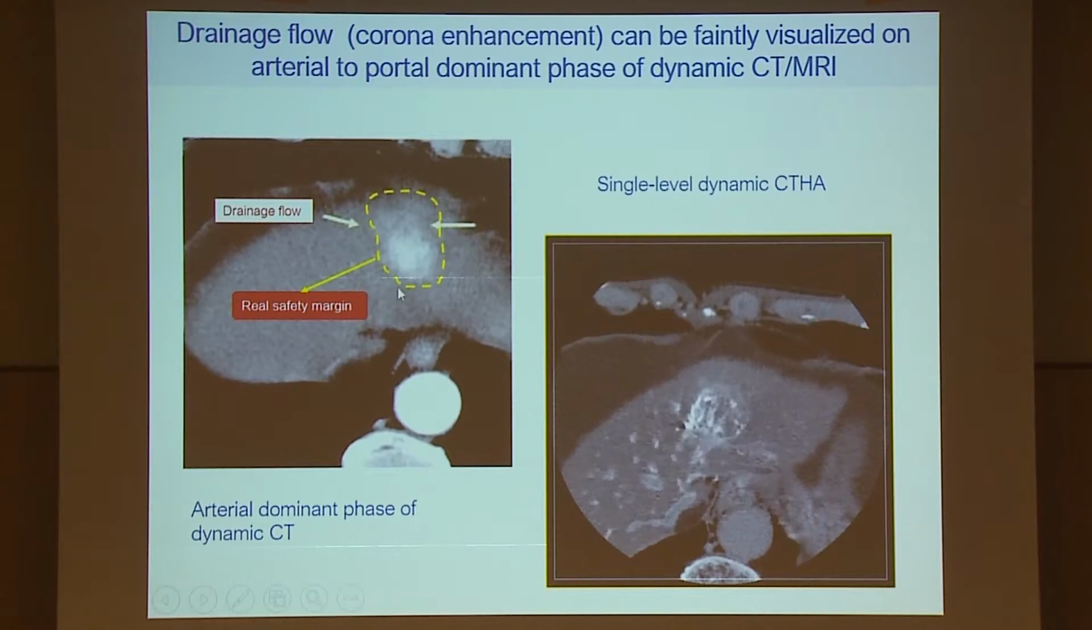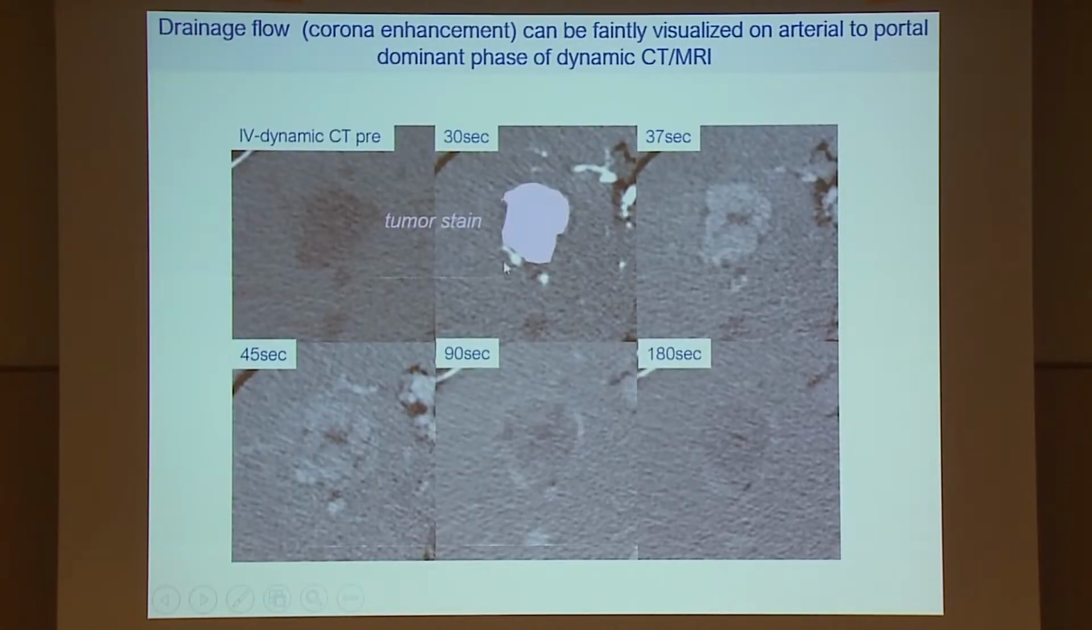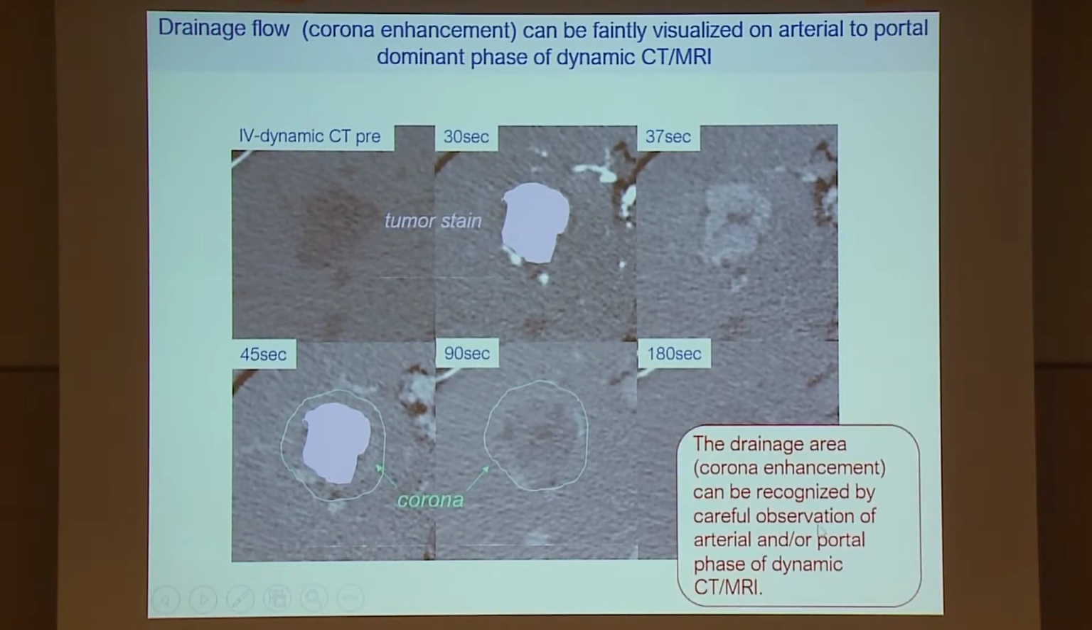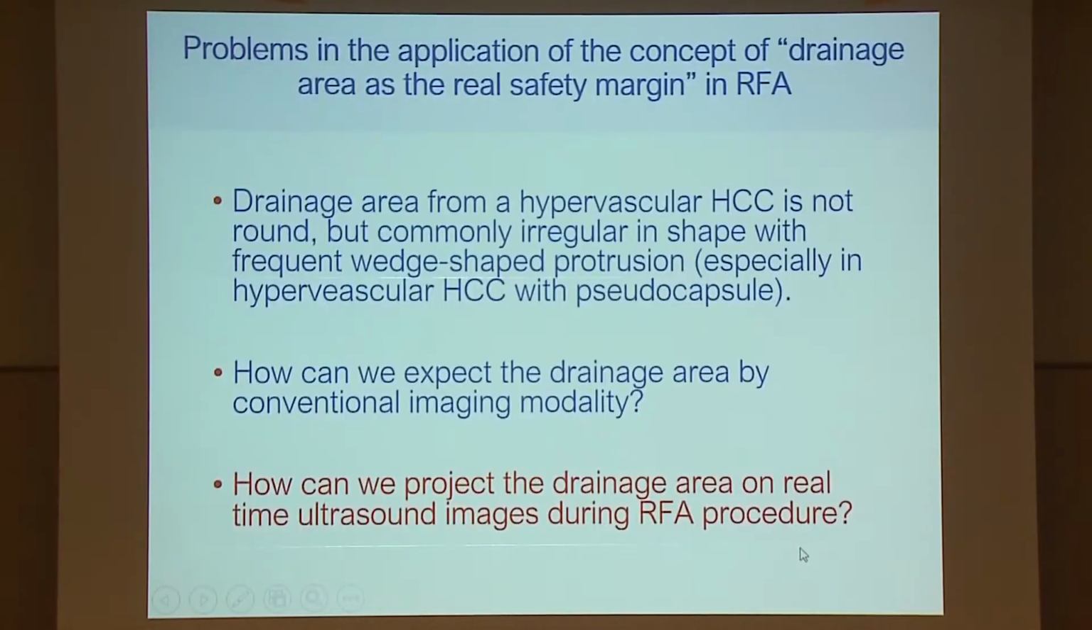So this can be the real safety margin. Another case, tumor stain, and this is also tumor stain. And in late arterial phase or portal phase, you can see faint enhancement in this area, this is the coronal enhancement, and this may be a real safety margin. So the drainage area, coronal enhancement, can be recognized by careful observation of arterial and portal phase of dynamic CT or MRI. So last is how can we project the drainage area on real-time surround image during RFA procedures?